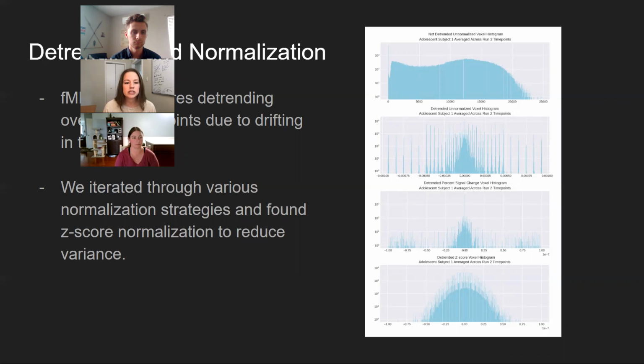We also looked at other strategies for normalization, such as percent signal change. When we applied that, we still noticed that the data was noisy, but when we applied a z-score normalization, which is also used in literature, we achieved a better distribution and improved the noise in the data.